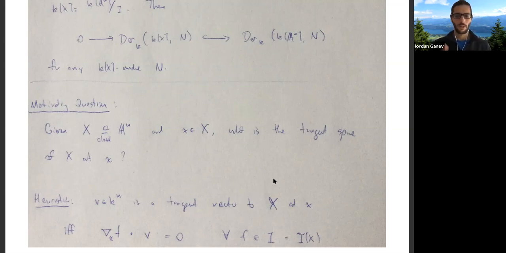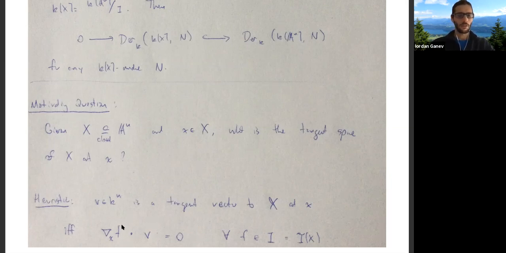So what's going on here? Let's consider the simple case where X is cut out by some function, so I is a principal ideal generated by some f. Then the gradient will point in the direction that f is changing. But we want those directions where f is not changing as we take different level values of f. And those will be exactly the directions that are orthogonal to the gradient evaluated at little x.